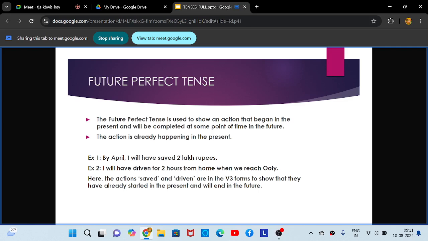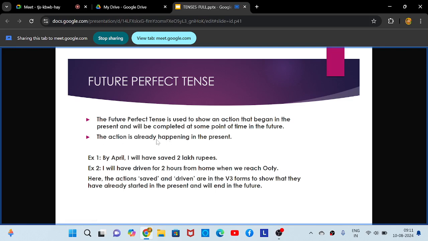So the action of saving started in the past and still it is continuing, but it will end only at some point in the future. Such situations are expressed in this future perfect tense. Clear? So you can just read the definition and understand. The future perfect tense is used to show an action that began in the present or past and will be completed at some point of time in the future.